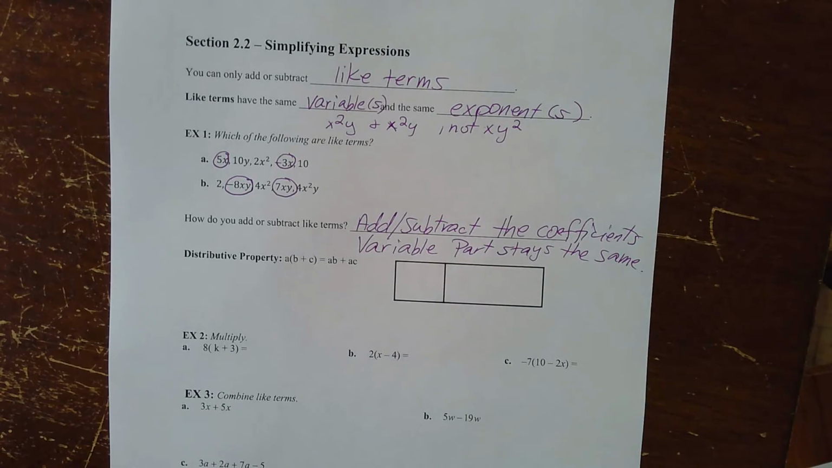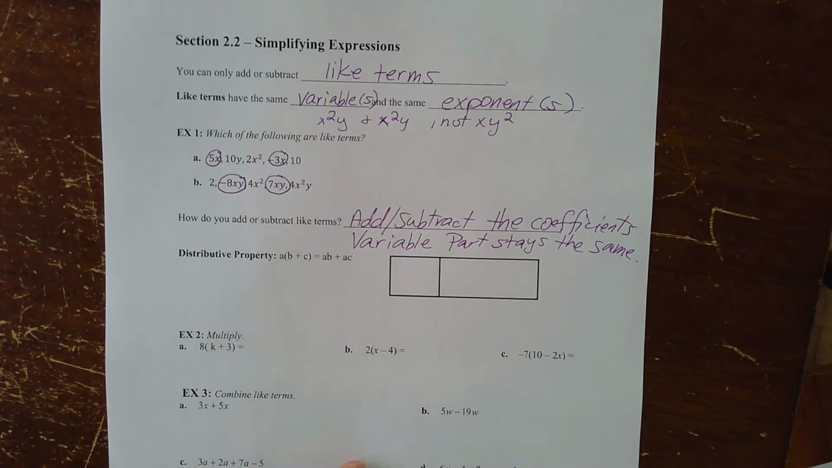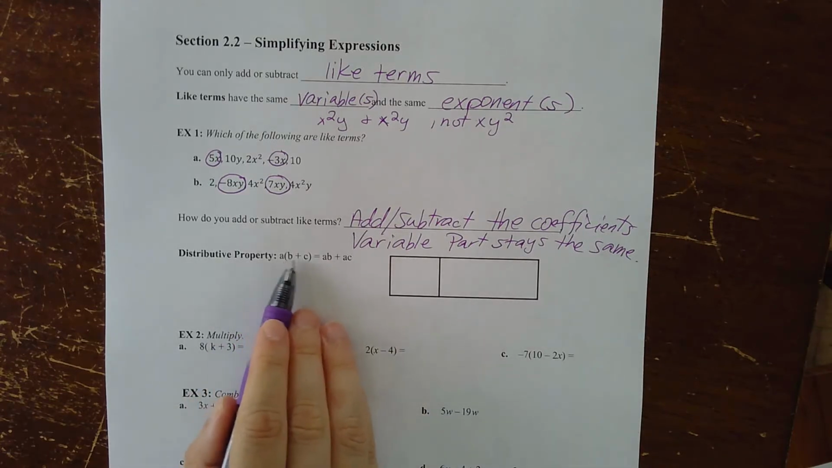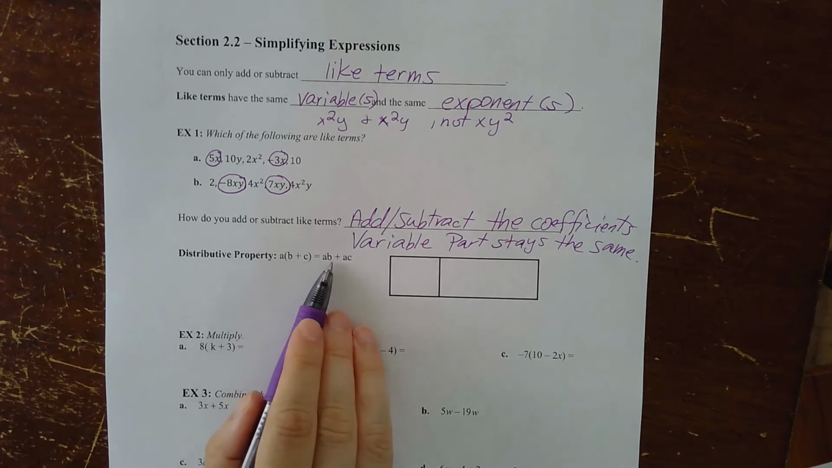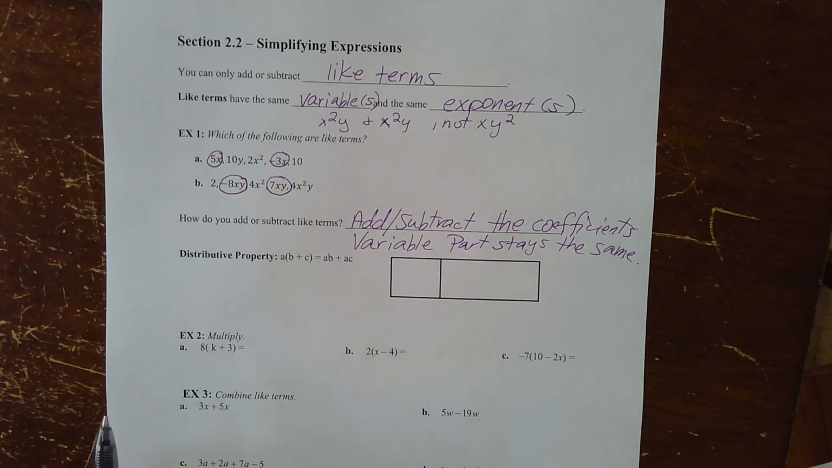Okay. Another tool when you're simplifying expressions is using the distributive property. If you look in a textbook at what is the distributive property, it's going to look something like this. A parentheses B plus C equals A times B plus A times C. That's what it's going to look like. And so you may be wondering, why does it work like that? Let me show you a quick visual of why the distributive property works, and then we're going to practice.